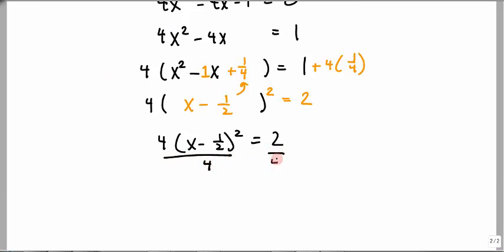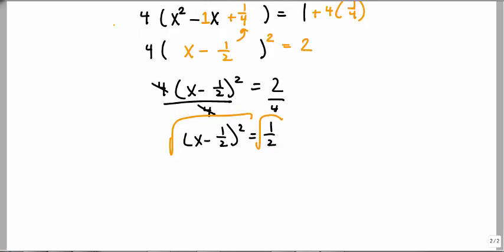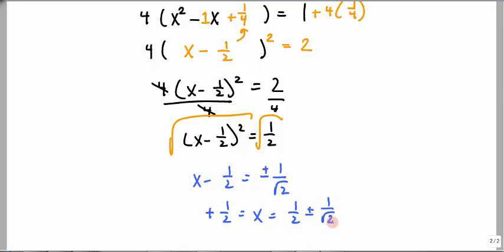I'm going to divide through by 4 to isolate the quadratic. So I have x minus 1/2 quantity squared equals 1/2. Take the square root of both sides using the square root property. The square root of something squared is just the base back. And here I'm left with plus or minus square root of 1/2, which is the square root of 1, which is 1, over the square root of 2, which is root 2. Put root 2 in the denominator. We'd add 1/2 to both sides and have x equal 1/2 plus or minus 1 over the square root of 2.